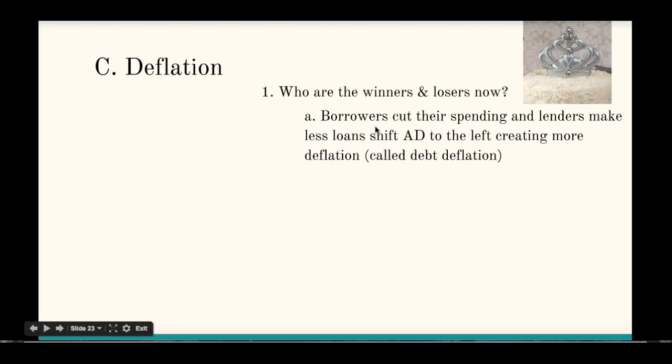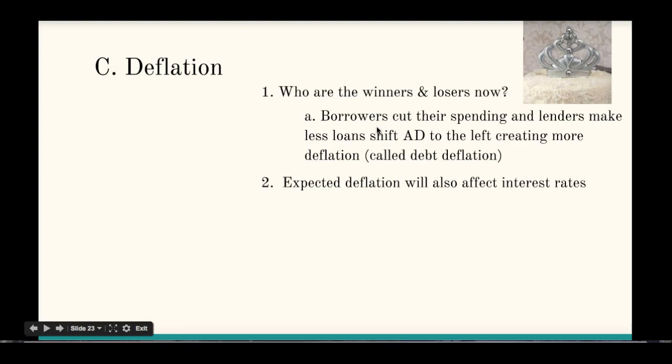They're saying, whoa, I can't do this, because I'm going to be paying back this loan with money that is a lot more valuable. So borrowers cut their spending and lenders make out fewer loans. And as a result, we're shifting the aggregate demand curve to the left, which creates more deflation. This is called debt deflation. This is like a constant problem, and by the way, this was actually one of the problems that continued on with the Great Depression.